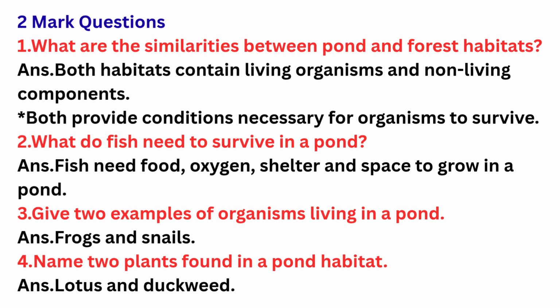Question number 2. What do fish need to survive in a pond? Answer: Fish need food, oxygen, shelter and space to grow in a pond. Question number 3. Give 2 examples of organisms that live in a pond. Answer: Frogs and snails. Question number 4. Name 2 plants found in a pond habitat. That is lotus and duckweed.